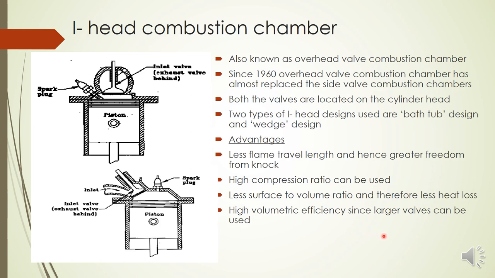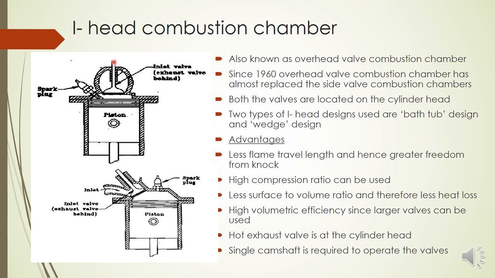So that will result in more efficiency. And again, high volumetric efficiency, because both the valves are in the head, we can use very large valves and manifolds. So volumetric efficiency is high and larger valves can be used. And the hot exhaust valve is at the cylinder head. In all the other combustion chambers, the exhaust valve was in the cylinder block, but here it is in the cylinder head. Another advantage is that here we can use a single camshaft. Both the valves are at the head. We can use a single camshaft to control the inlet as well as the exhaust valve.